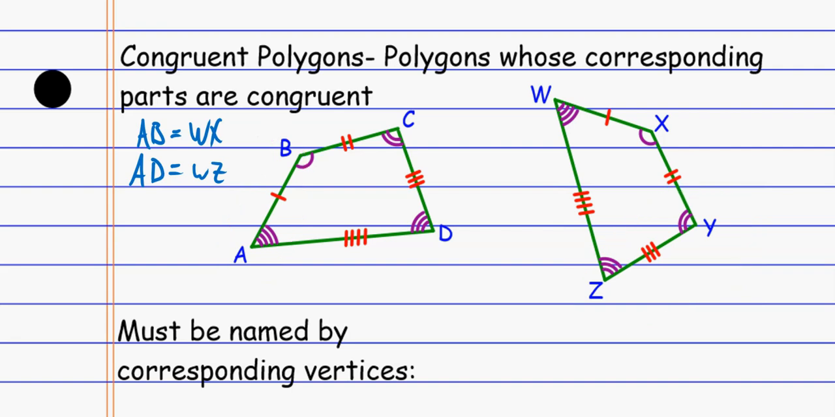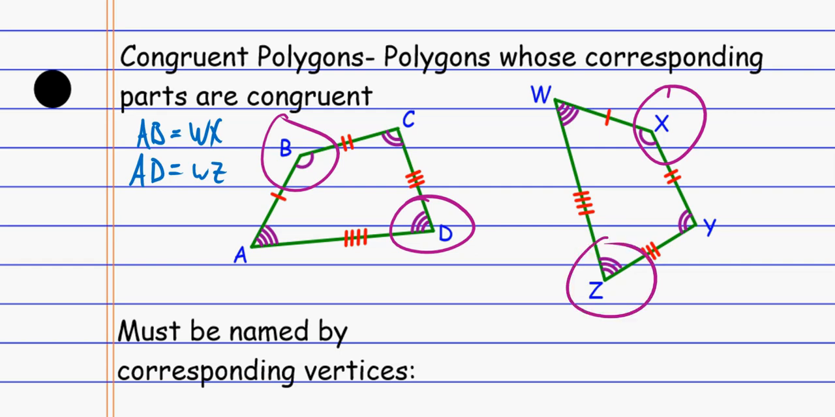Likewise, the same thing happens with the angles. If I were to look at angle B, one arc, well, that matches up with angle X. Those are congruent angles, all right? If I look at angle D, that has three arcs through it, well, that matches up with angle Z, so now I know that angles D and Z are congruent, okay? So it's about making sure we match up the appropriate pieces.